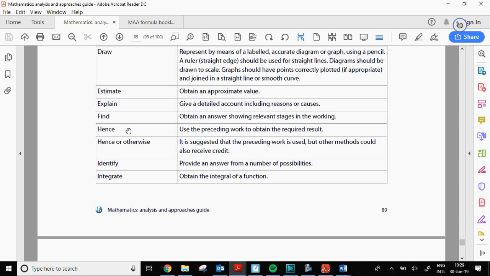We can contrast that with the one right below. It says "hence or otherwise." It just means, hey, there's a suggestion to use the work above, but you can actually do it any way you want. So it's kind of like a little hint, like we think you should do it using the previous steps, but you don't have to.